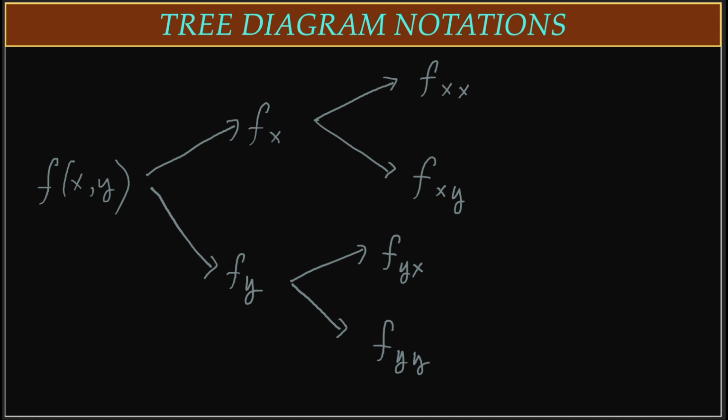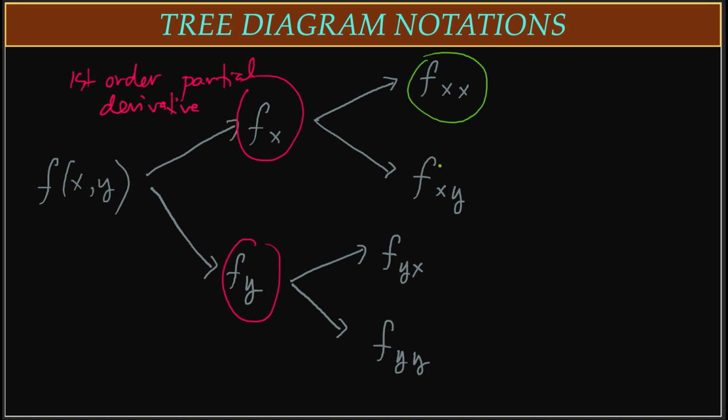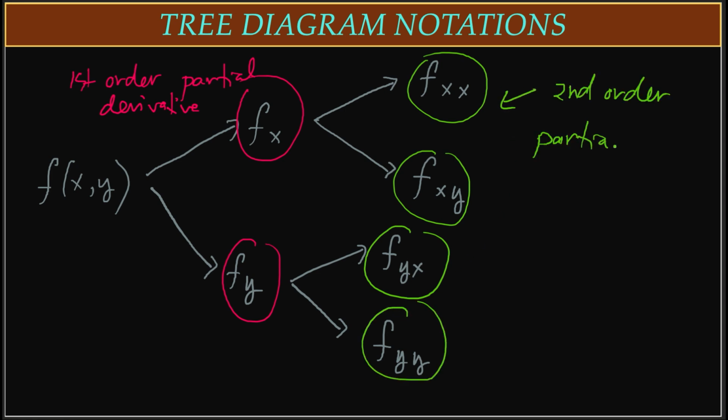So the first column here, f sub x and f sub y, this is what we call the first order partial derivative. So in other words, it is like what we used to call the first derivative. So this time, they are called first order partial derivatives. And here in the second column, these f sub x x, f sub x y, f sub y x, and f sub y y, we call them the second order partial derivatives.